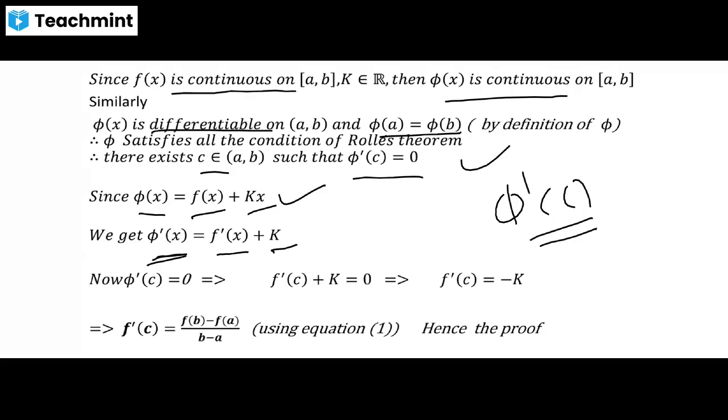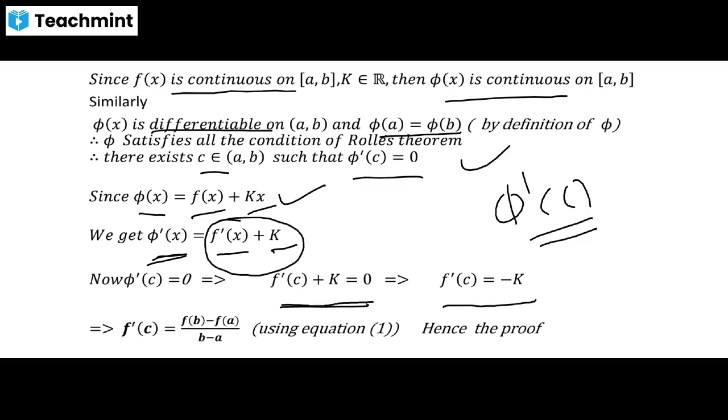That's all. Therefore, this one is f dash of c plus k. F dash of c plus k, equate that number to 0. It implies f dash of c is equal to minus k.